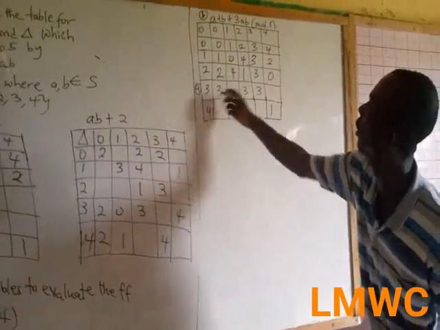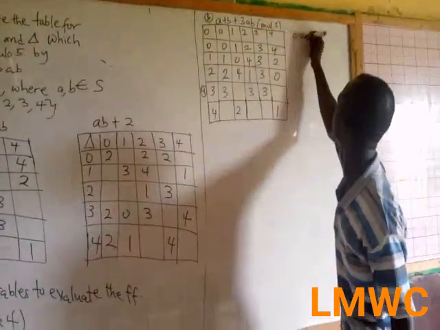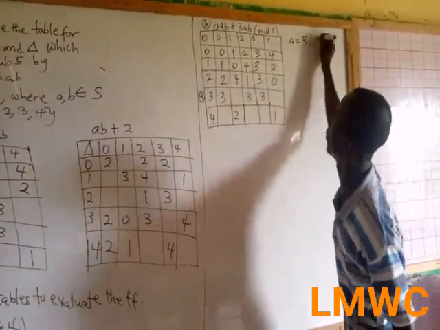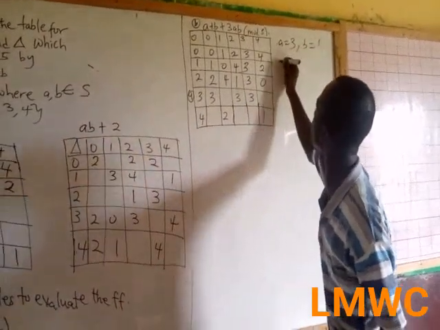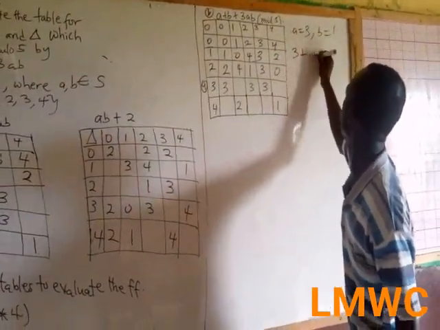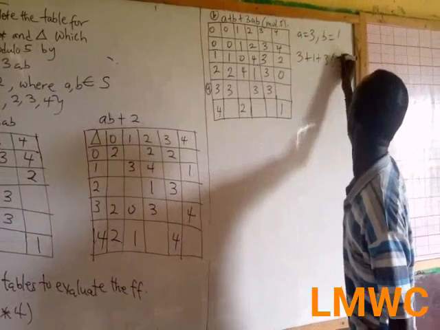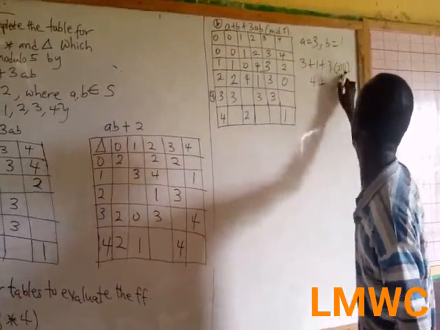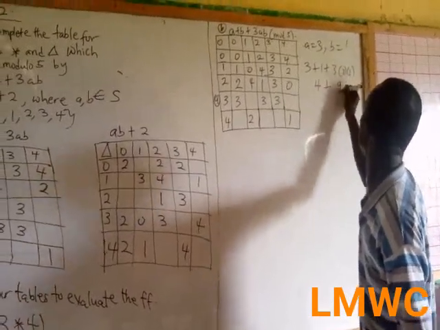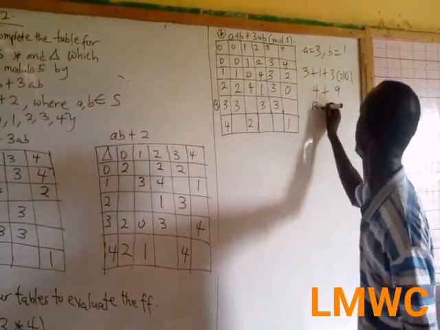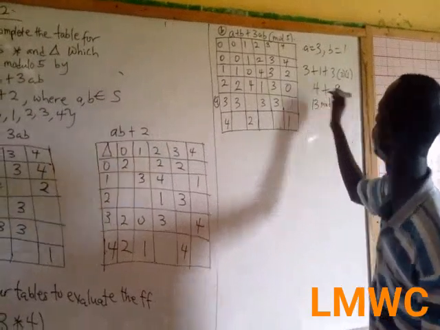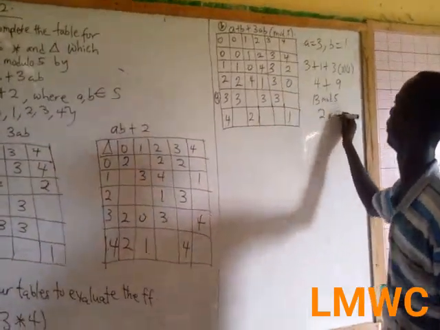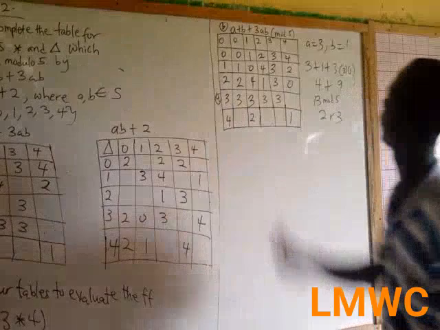So let's move on to the third row. A is 3 and B is what? 1. It becomes 3 plus 1 plus 3 times 3, 1. So 3 plus 1 is 4, plus 3 times 3, 9, 9 times 1 is 9. So 4 plus 9 is 13 mod 5. 5 goes into 13, 2. Remainder 3. You write your remainder.